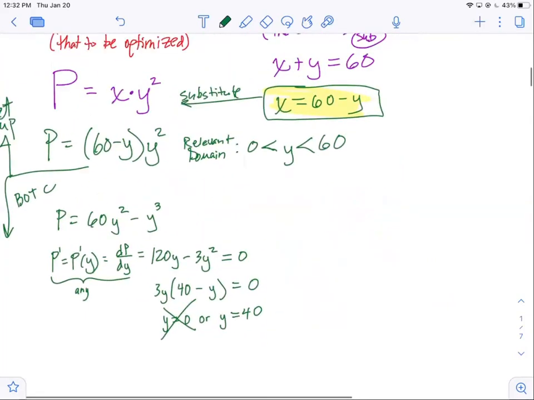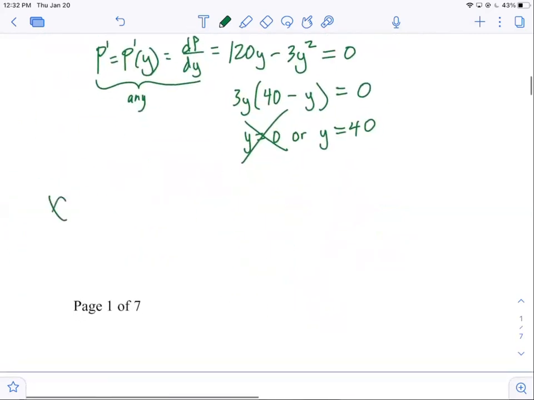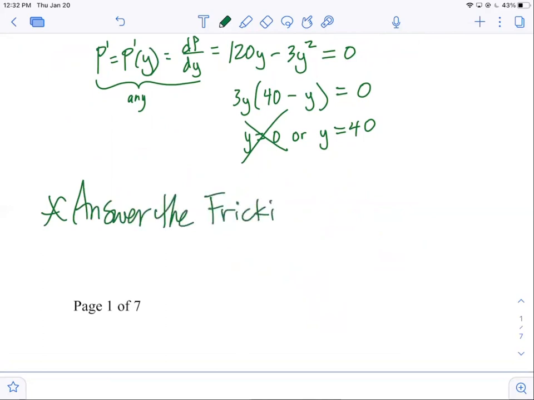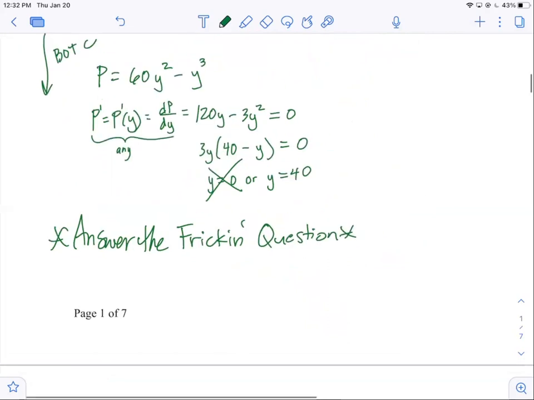So now what? We answer the question. This is the most important thing. We answer the frickin' question. And here's why it's so important. There are going to be typically lots of things associated with that optimal value. Do you want the smaller of the two numbers? Did it ask for the larger of the two numbers? Did it ask for both numbers? Did it ask for the actual product of one times the other? Did it ask for the difference of the big one minus the small one? There are so many things it can ask you related to that optimal value.